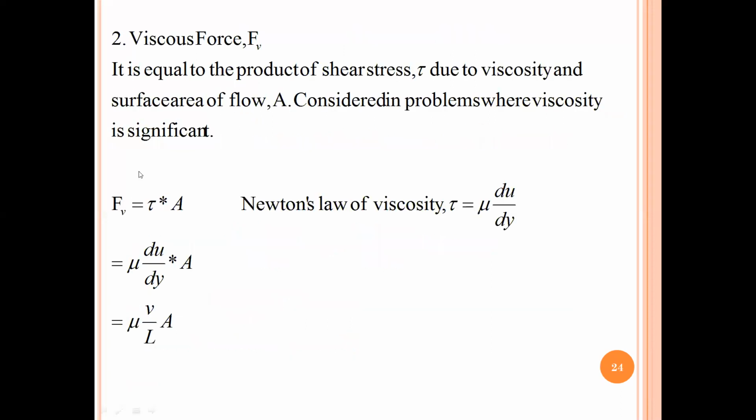The second is my viscous force. It is equal to the product of shear stress due to viscosity and surface area of flow A. It's considered in problems where viscosity is significant. Your shear stress is based on Newton's law of viscosity: tau is equal to mu du by dy. So I'll substitute it here for tau.